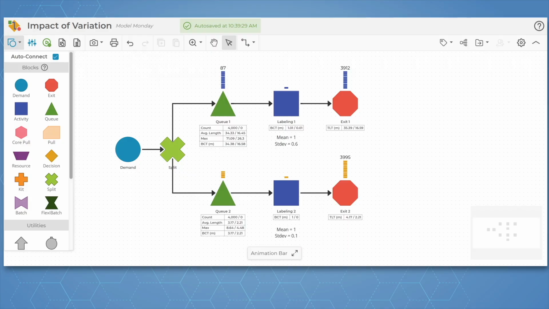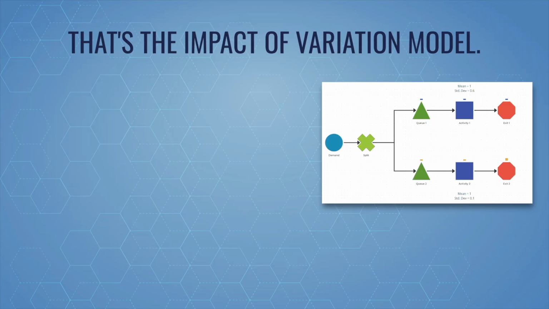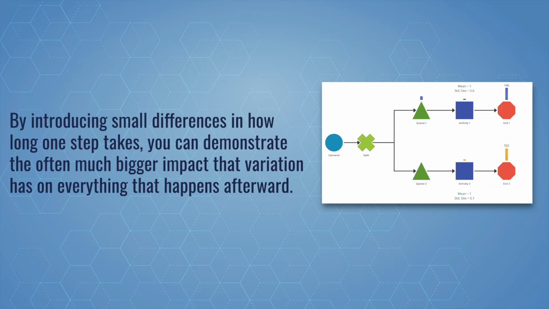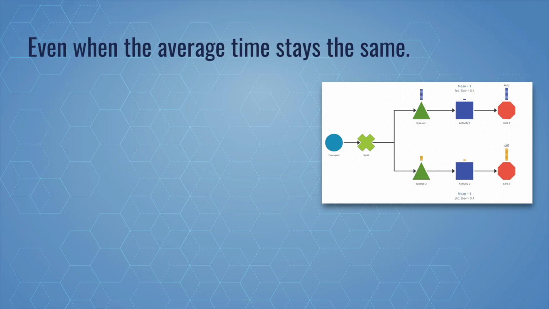Overall, the lesson of this is that the less variable your process is, the faster things will go through. So in a nutshell, that's the impact of variation model. But the real value is in what you can experiment with. By introducing small differences in how long one step takes, you can demonstrate the often much bigger impact that variation has on everything that happens afterward, even when the average time stays the same.